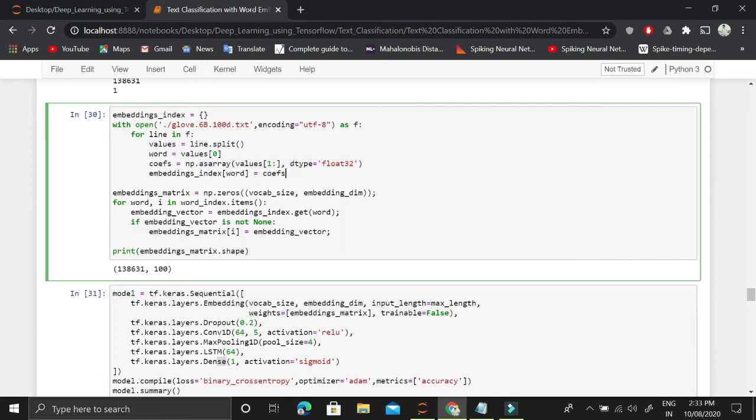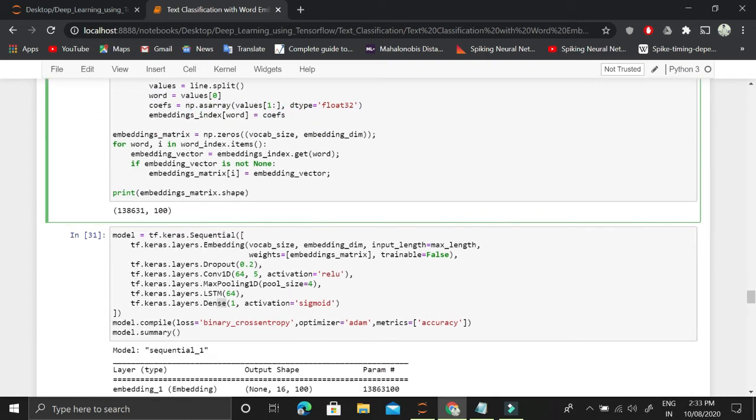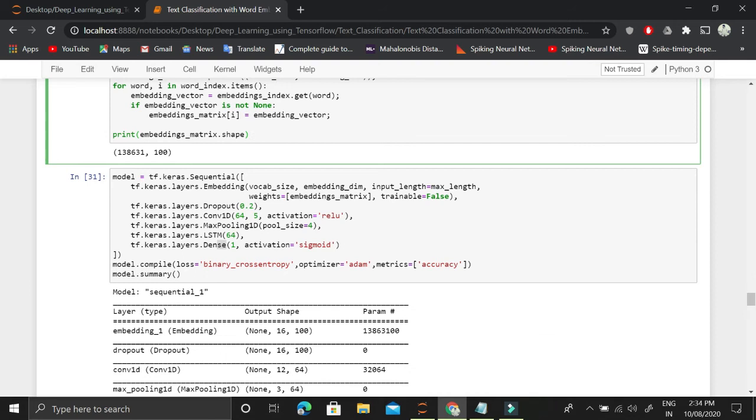And once we store it in this dictionary embedding index, then for each of the words in our tokenized corpus, we will extract out the embedding vector for that word. And once we have that, we have a total of more than 138,000 words in our corpus, and for each word we are having 100 dimensions. So these are the pre-trained word embeddings that we'll be using.